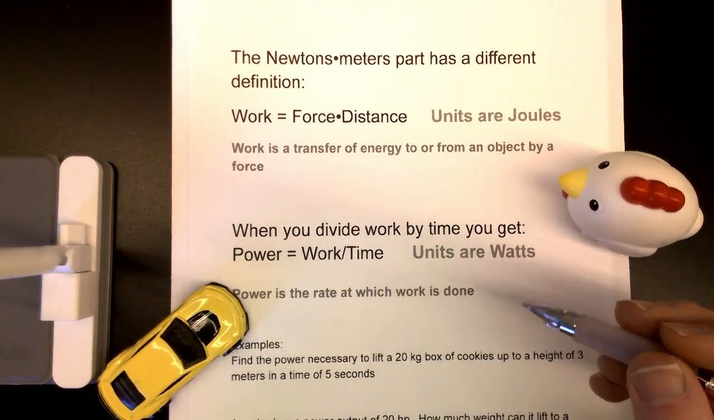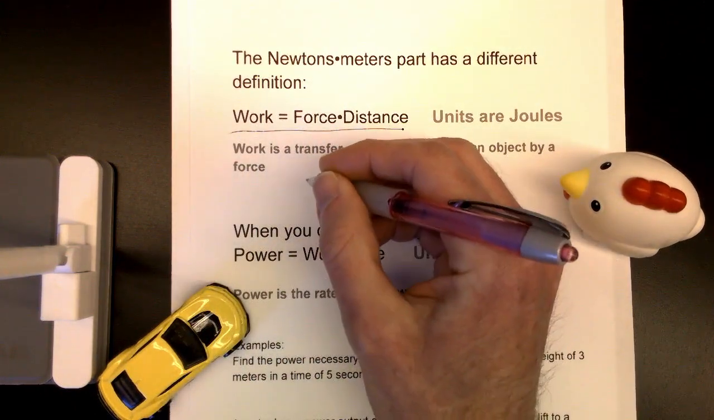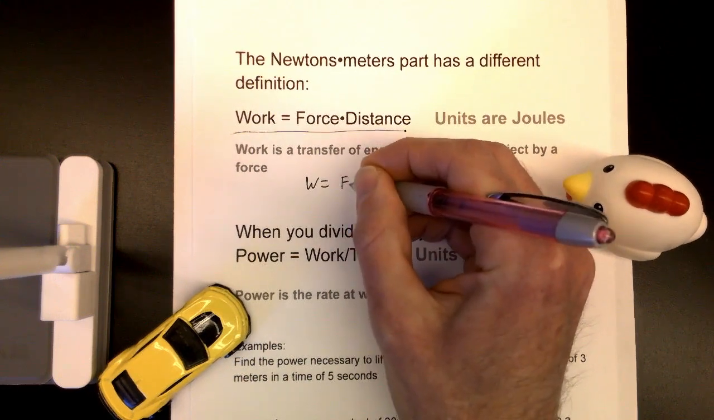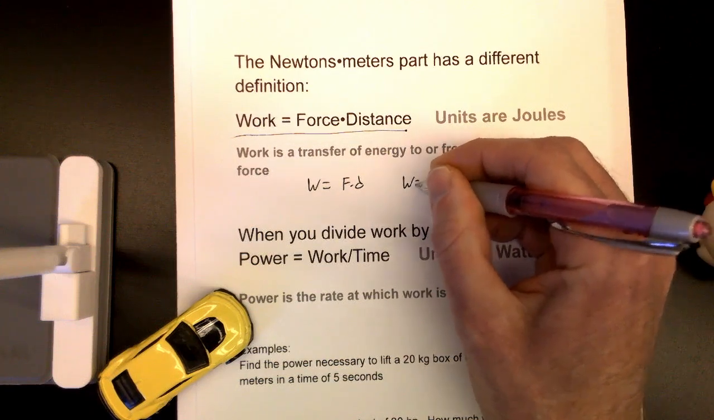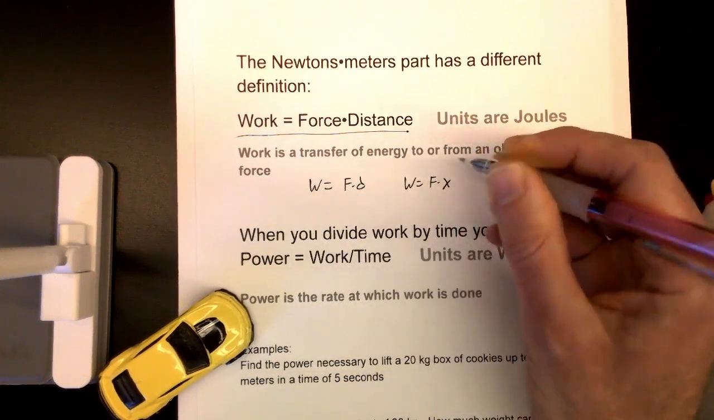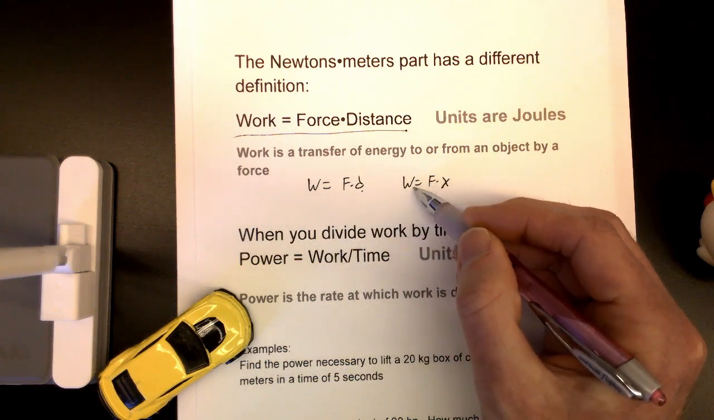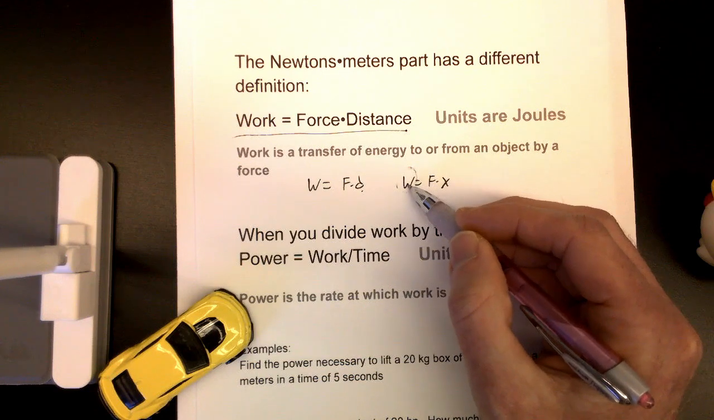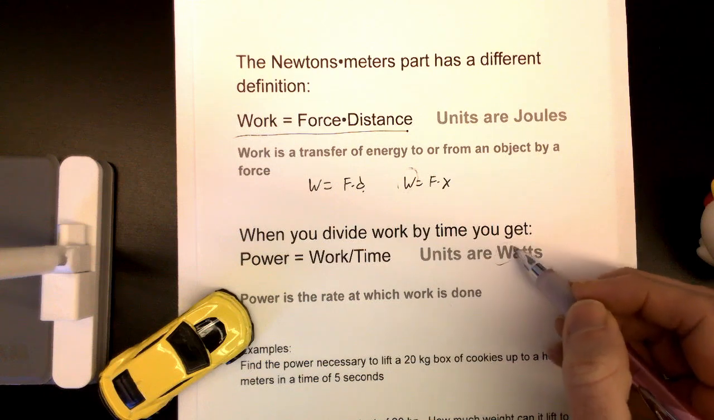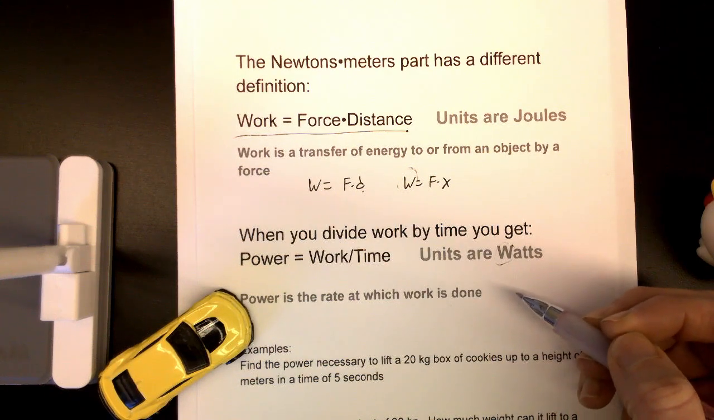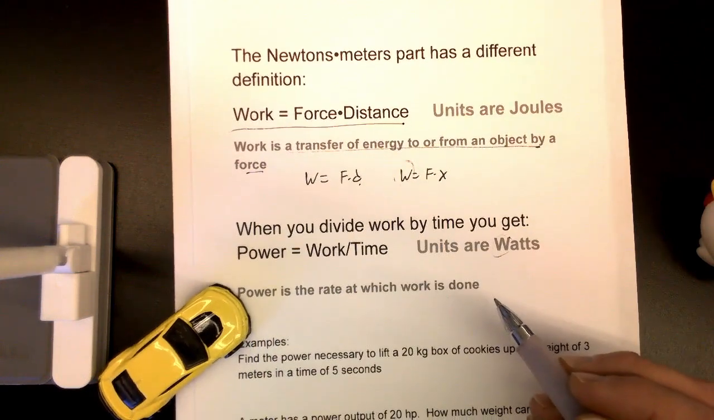So as far as work and power goes, our two equations we work with are work equals force times distance, which we could abbreviate as W equals F times D. If you wanted to, it could be W equals F times X for distance, but D is okay for distance. Remembering that in this particular situation, this W is a variable that stands for work. Later on, we're going to have a W as a variable that stands for watts, so you got to pay attention to those things. In general, when you're doing work, then you're transferring energy to or from an object via force.